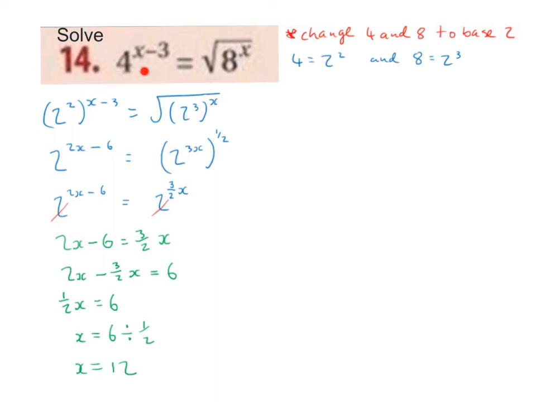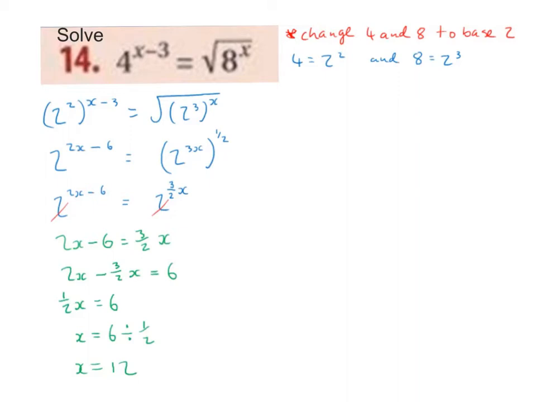Solve 4 to the power of x minus 3 is equal to the square root of 8 to the power of x. So we have an x in the index on the left-hand side, and we have an x in the index on the right-hand side. So even though it doesn't tell us in the question, what we really want to do here is change the 4 and the 8 to a base of 2.